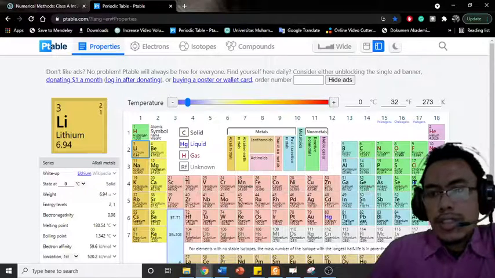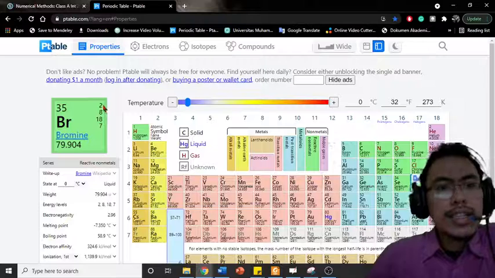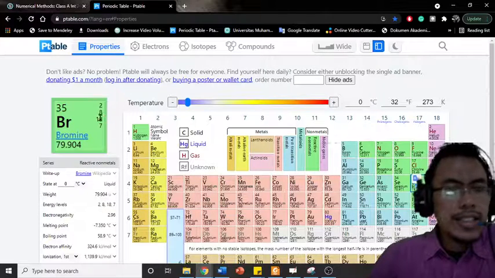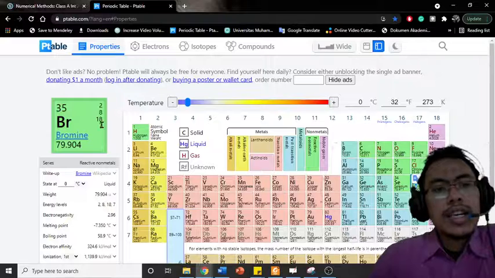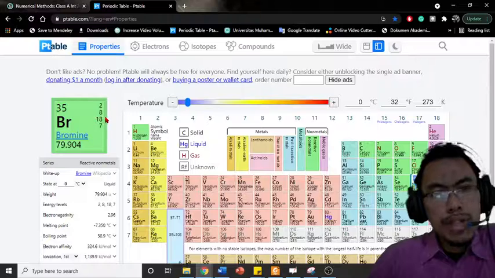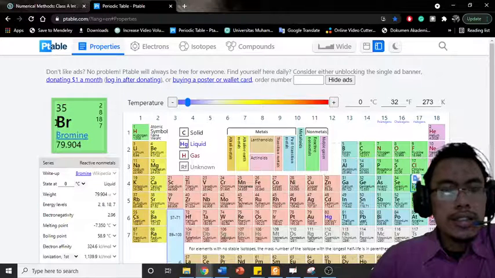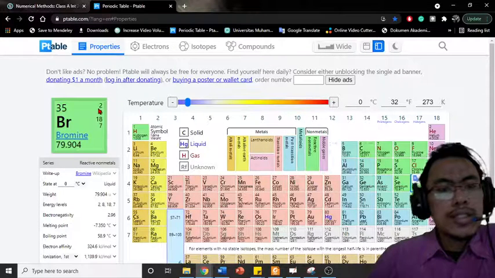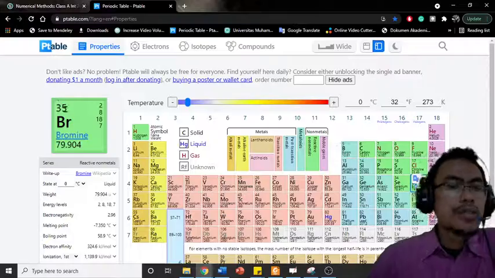If we take a look at, let's say, bromine, it has 4 shells: 1, 2, 3, 4. The first shell has 2 electrons, the second shell has 8, the third shell has 18 electrons, and the fourth shell has 7 electrons. If you sum all of these numbers, you will get 35, because the default condition of an element is neutral, so the number of electrons will be the same as the number of protons.